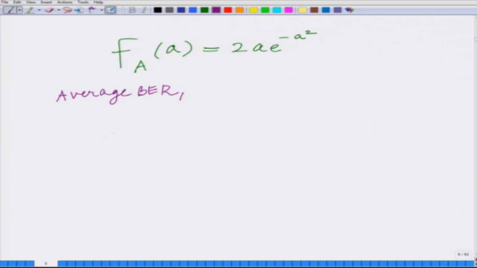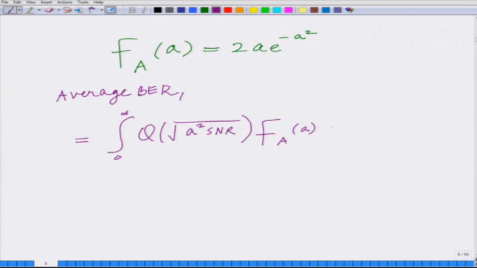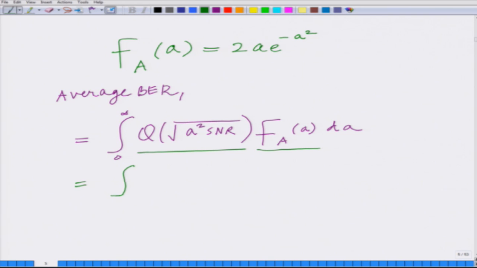And therefore, the average bit error rate is equal to the integral from 0 to infinity of Q of square root of A square times SNR, times f_A(A) dA. So, what I am doing? I am taking this random bit error rate, I am multiplying this with the distribution of the fading channel amplitude A and I am averaging it by integrating it from 0 to infinity. That will give me the average bit error rate, average with respect to the distribution of the fading channel amplitude, that is A. Or in other words, this is equal to the integral from 0 to infinity of Q of square root of A square SNR times, substituting the expression for f_A, 2A e to the power of minus A square dA.